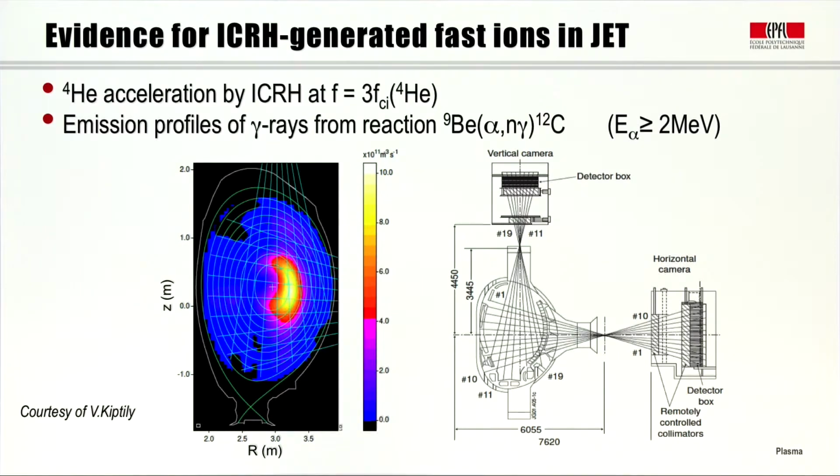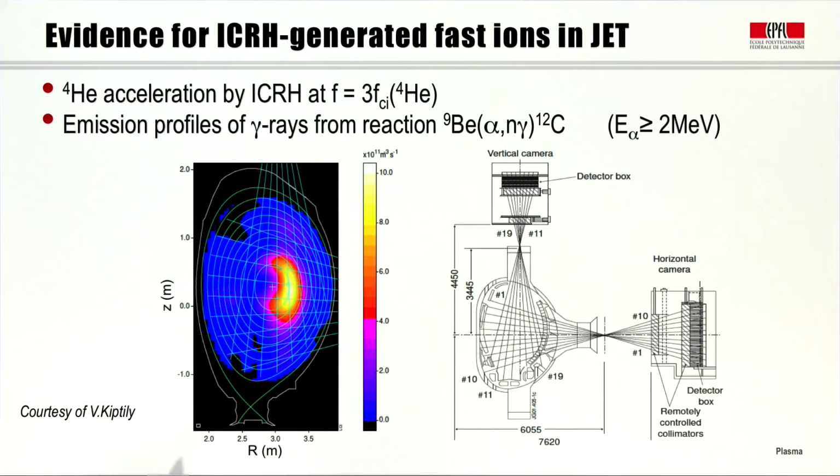We have mentioned before that ICRH works by generating energetic ions, because they are the ones that resonate with the waves. And it's interesting to see how these ions are actually measured and how we verify that they are in fact generated by the ICRH mechanism. The example shown in this slide is an experiment done at JET, in which the frequency of the ICRH system is chosen to be the third harmonic of the cyclotron frequency of alpha particles, helium-4 ions that is.